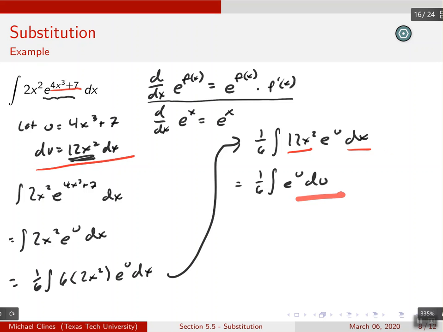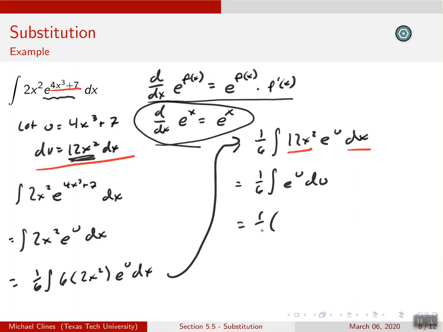Now I'm integrating a function of u with respect to u. Now we get to use the very nice property of e to the u. We get to use this guy right here, that the derivative of e to the x is e to the x. So the integral of e to the u times du is just, wow, that was a horrible 6. That looked like an epsilon. Good Lord. So we have 1/6 times the integral of e to the u, but that's just e to the u plus c. The reason the integral of e to the u is just e to the u is because the derivative of e to the u is just e to the u.